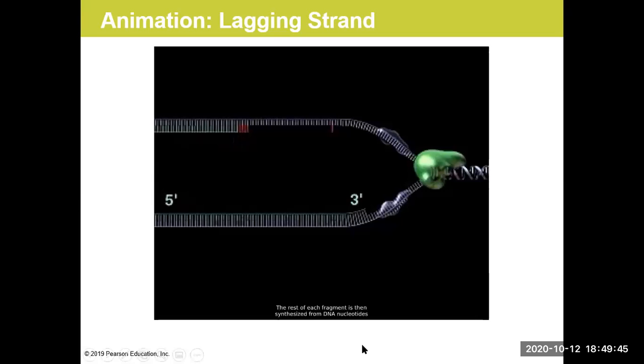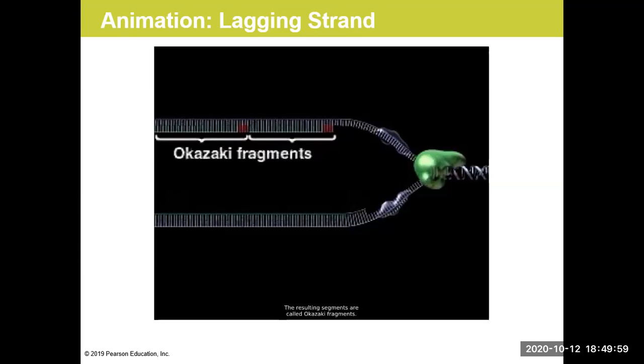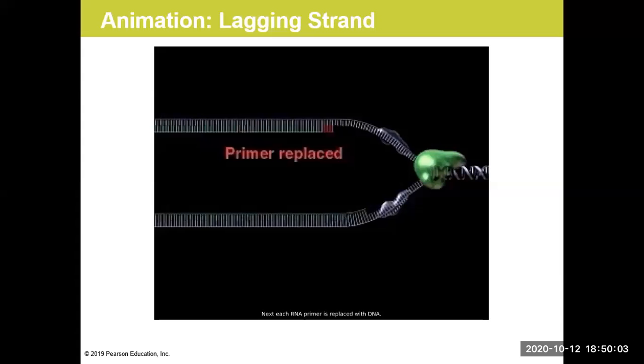The rest of each fragment is then synthesized from DNA nucleotides in a 5' to 3' direction. The resulting segments are called Okazaki fragments. Next, each RNA primer is replaced with DNA. Then the gaps are closed to form the lagging strand.